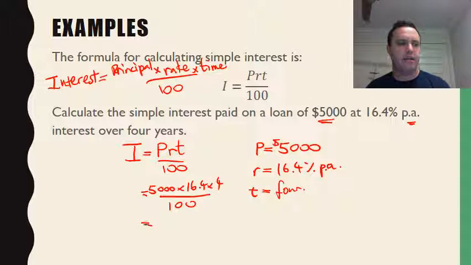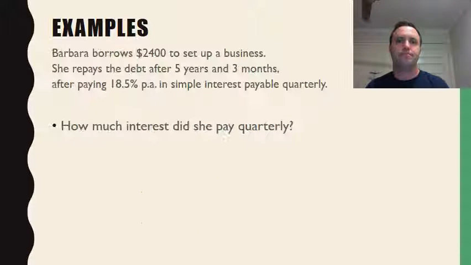And if you chuck that in your calculator, you will find that that is $3,280. So to borrow $5,000 and pay it off at this interest rate over 4 years was going to cost you an extra amount of $3,280. Okay, that's on top of the $5,000 that already needs to get paid back. Okay, right, here's another one, a bit more complicated this time.